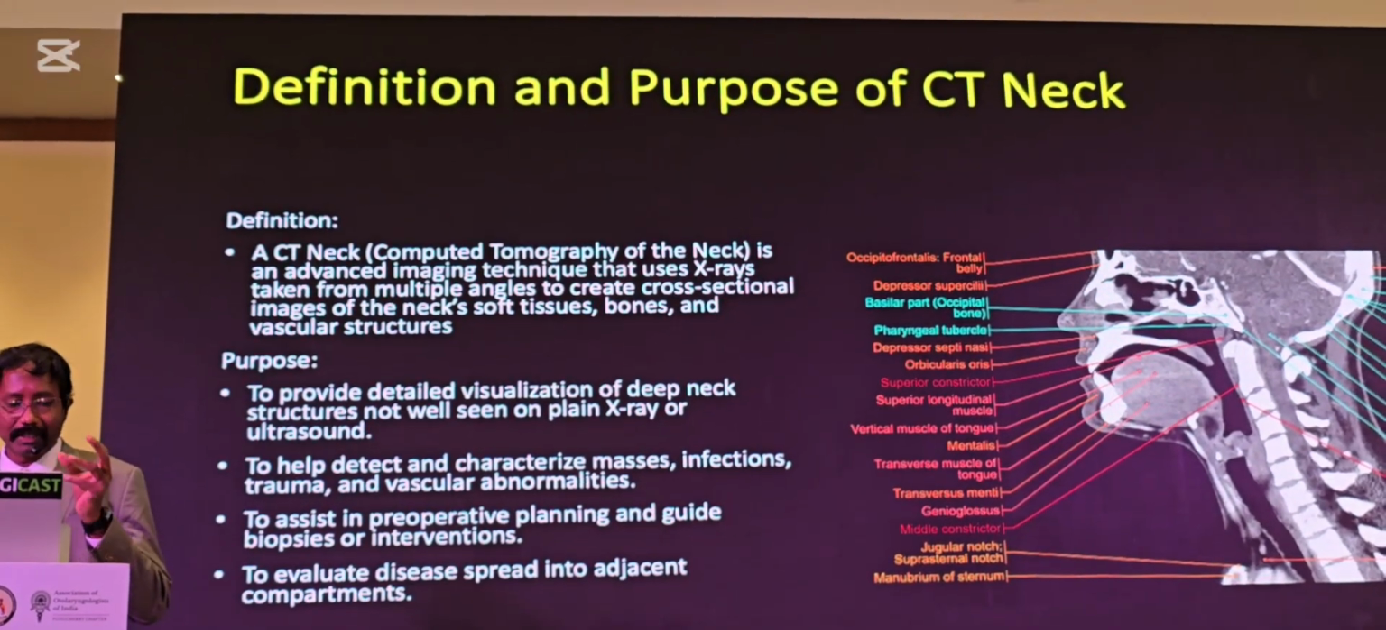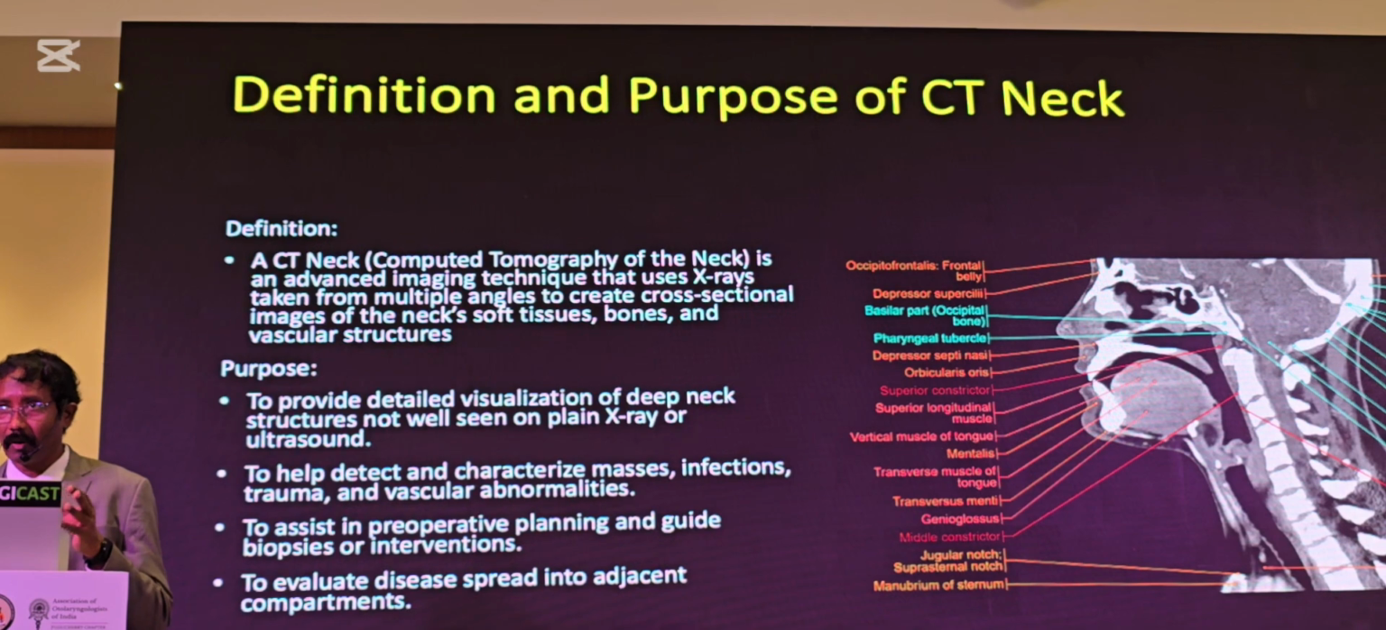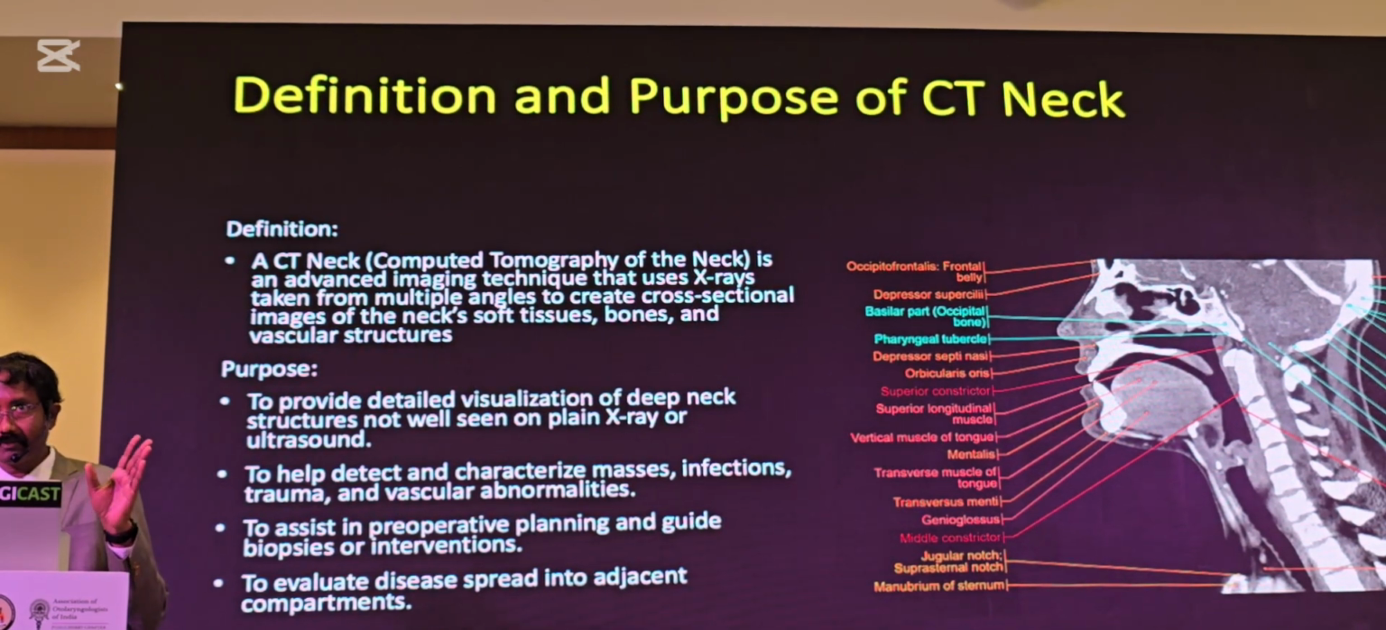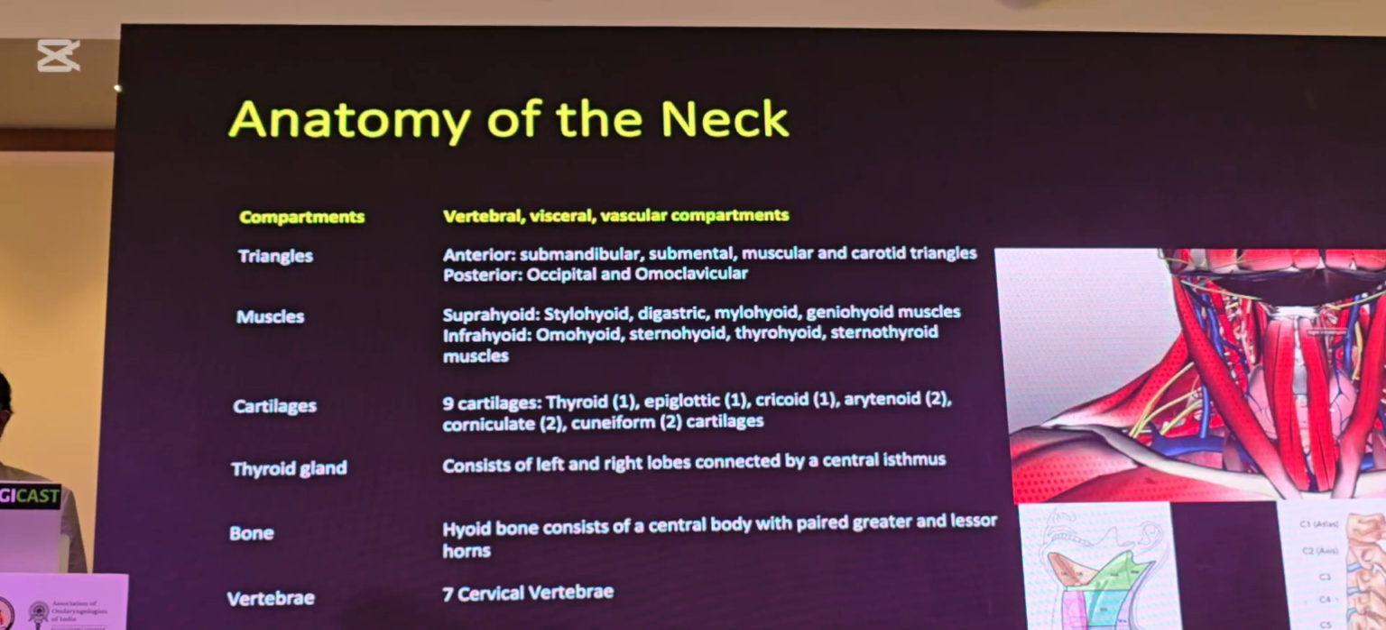So it's mainly to visualize the deep neck structures where we can't easily, and most commonly we ask for infection or tumor. Sometimes foreign body, and to evaluate the disease spread. So anatomy is the key for studying CT neck.